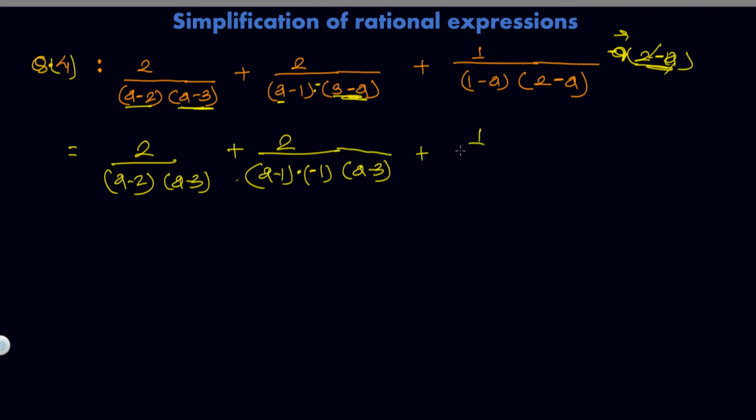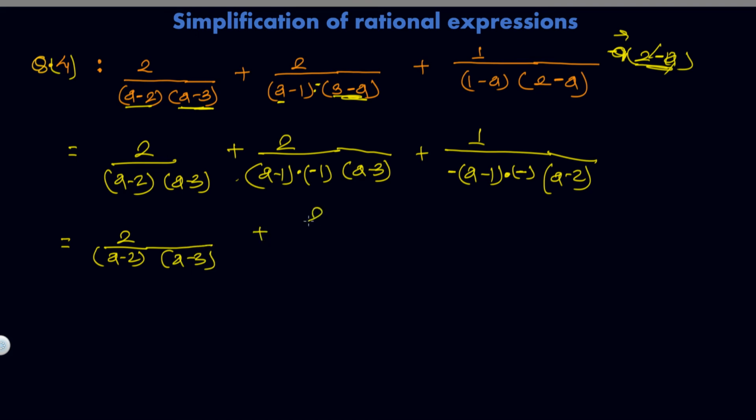Similarly, if I do the same thing for 3, I would get a minus 1 if I take negative 1 common. Similarly, for the second one also, if I take the negative common, I would get a minus 2. I hope you understand this part. If you understand this part, this is simple from here, as we had done in our question number 3. So the first expression, let me write as it is for now, 2 over a minus 2, a minus 3.